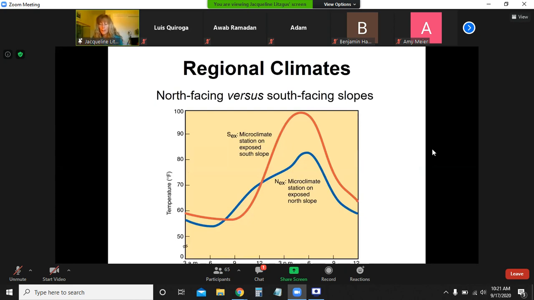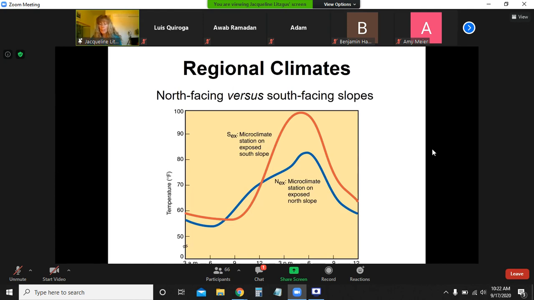Another aspect to consider is north versus south facing slopes. I'm going to refer to the northern hemisphere here. In the northern hemisphere, the south facing slopes, this southern exposure, indicated here by the orange line, receive the most solar radiation. So they're warm and dry, versus north facing slopes, indicated here by the blue line, which receive the least, and so they're cooler and moister.